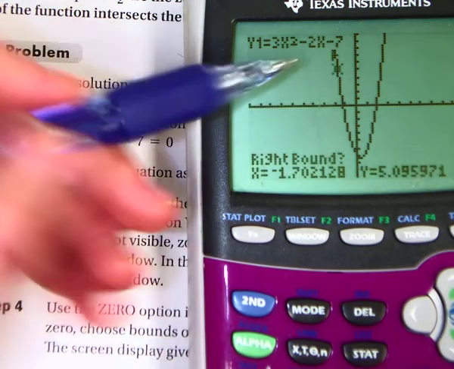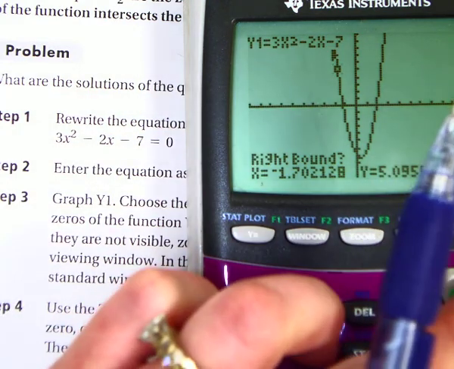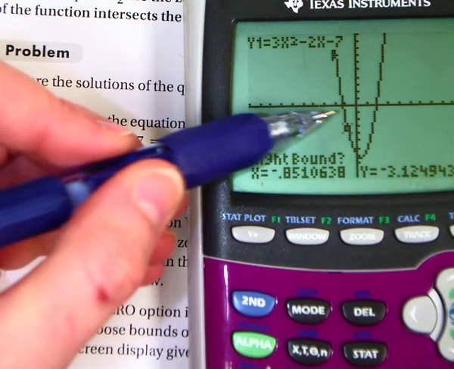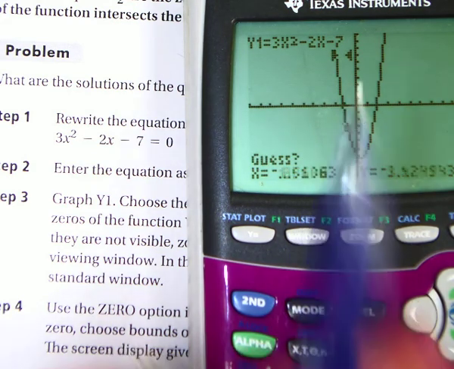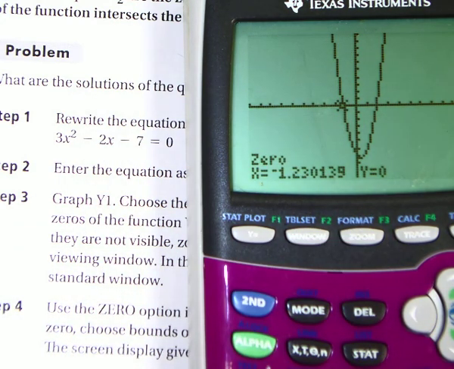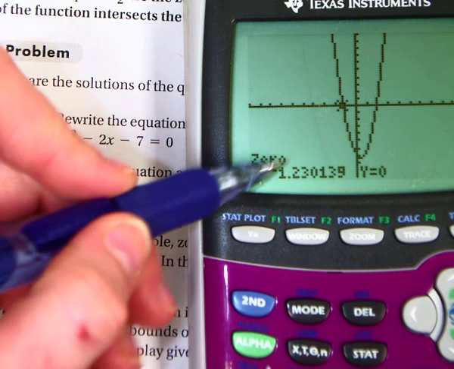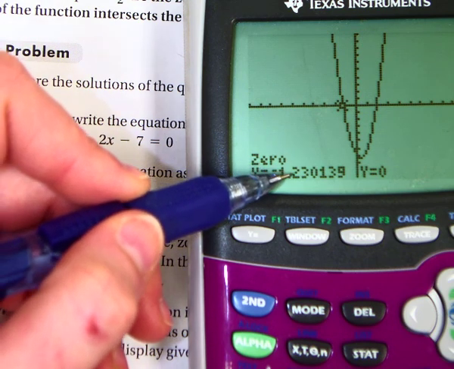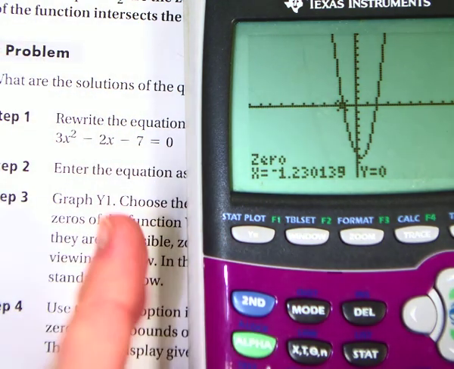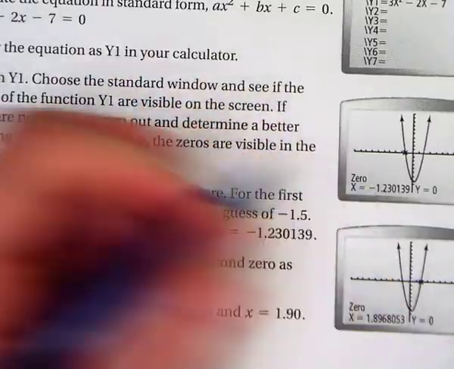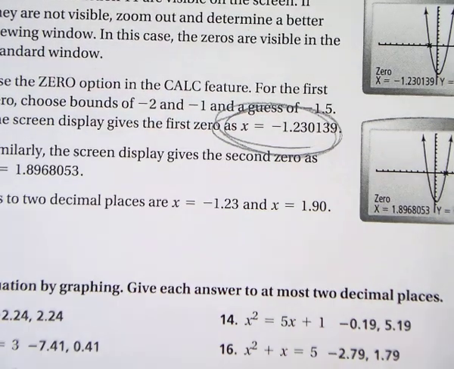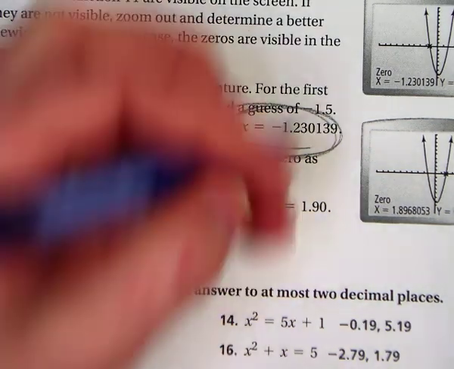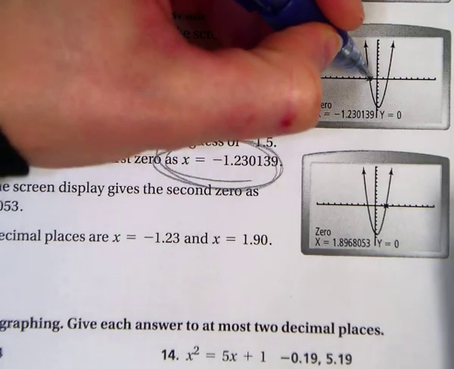Hit enter. Now it wants you to go to the right. So hit the right button. See how I went past it and I went to the right? Hit enter. It asks you to take a guess. Hit enter again. So the first 0 is when x is negative 1.23. And if you look at the answer key here, you should have this. You will see x is negative right here, 1.23.